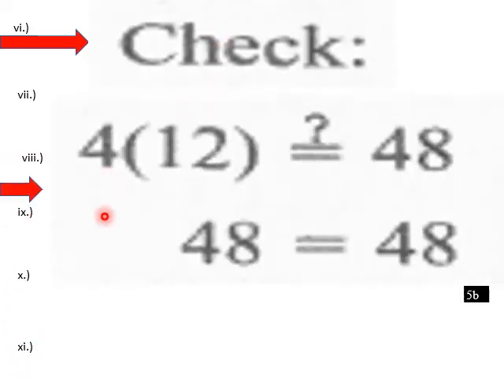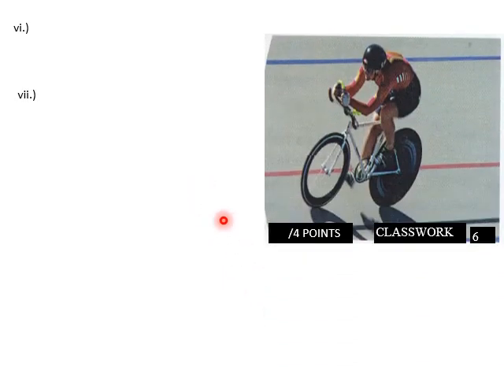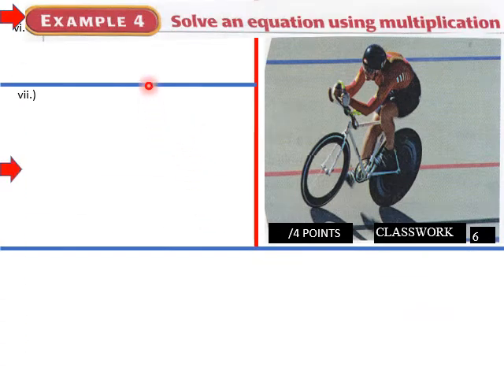And then our check. We're going to plug back in. 4 times 12 is equal to 48. It does equal 48, so it works, students. Look at that. Let's try another one now.